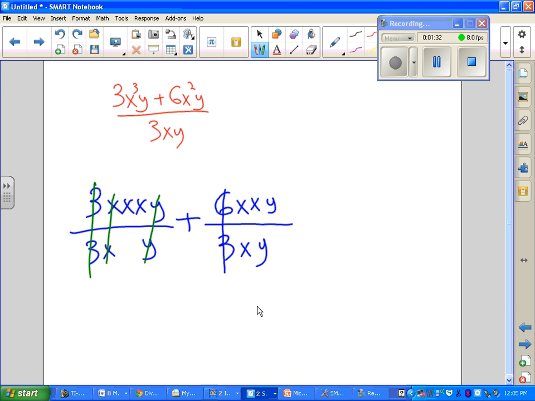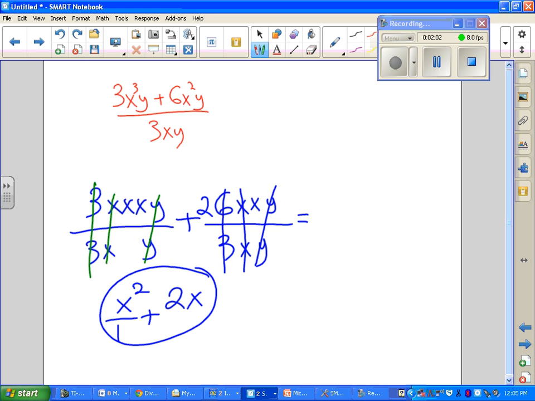And that 2 is going to stay on top. Cross out your x's and cross out your y's. Now whatever's left over is going to be your answer. In the first term, I'm left with 2 x's on the top and nothing on the bottom. So I can either put a 1 or I can leave it out. It doesn't matter. For now I'll keep it as 1. In the second term I'm left with a 2 and an x. And that's it. So there's my answer.